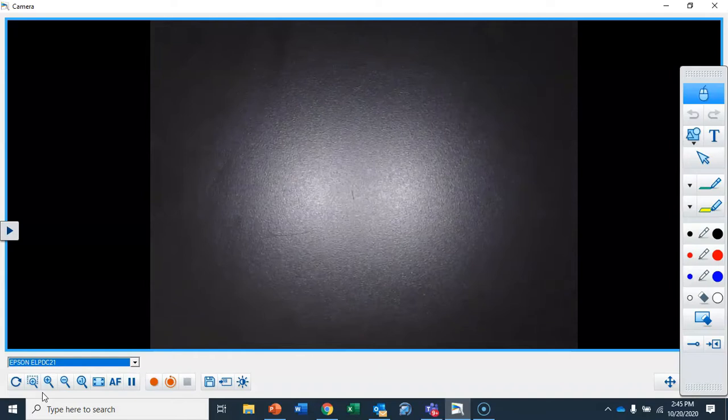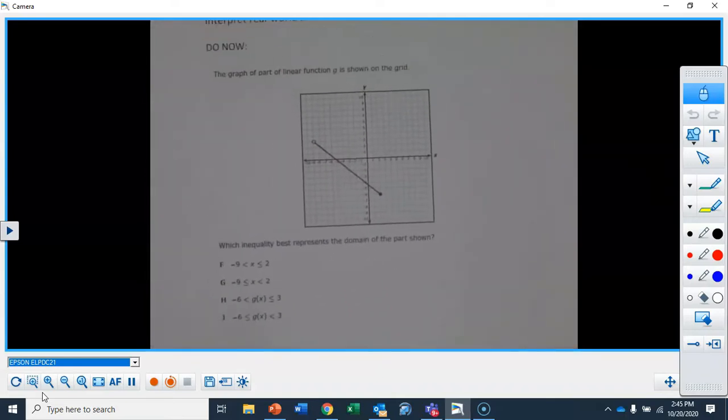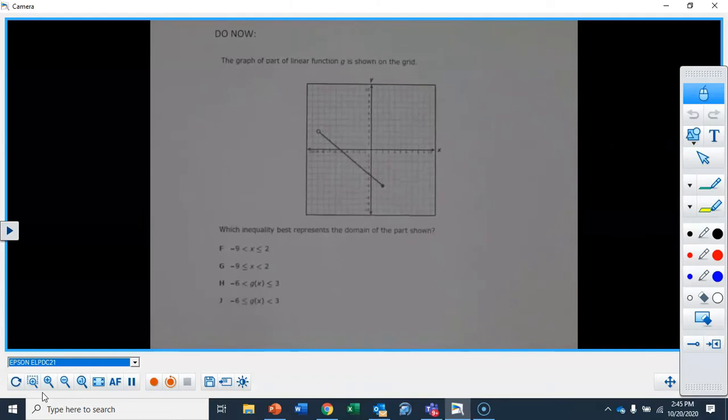Bear with me 1 second. So of course, on the October 9th packet, I'm getting all the problems together. Here we go. We talked about domain and range. This was a review question. There is no domain or range question on the assessment on Friday, so you don't have to stress too much about that, but I am going to go over this problem.